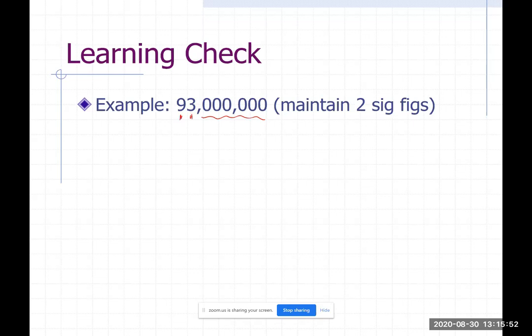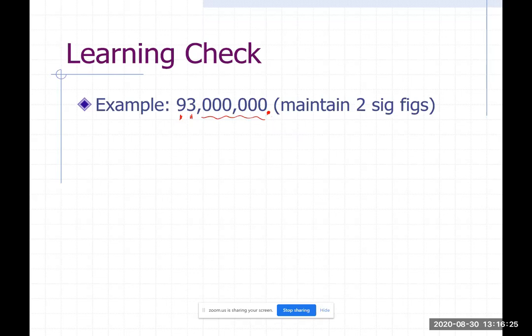If you remember, I told you earlier that when you convert from standard numerical notation to scientific notation, you're only going to include the significant figures in your coefficient. So that's why we're maintaining 2 sig figs. Now, we have to back an imaginary decimal up. So if you can imagine that we have a decimal in this number here, and we know that we have some imaginary decimal there because this number is indeed 93 million.